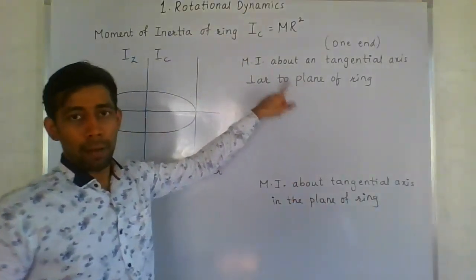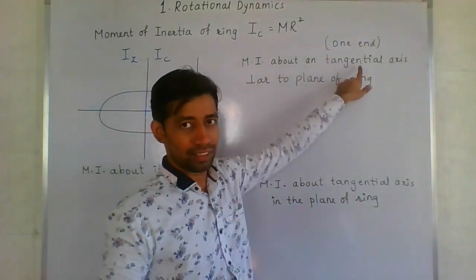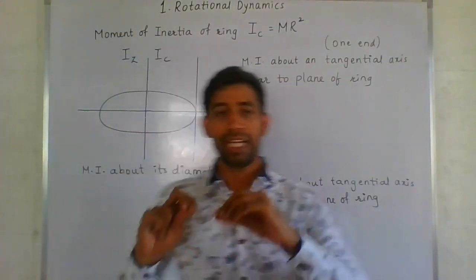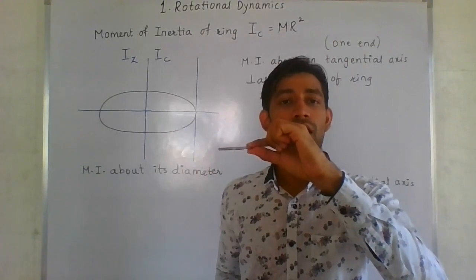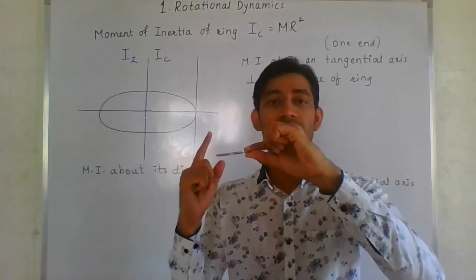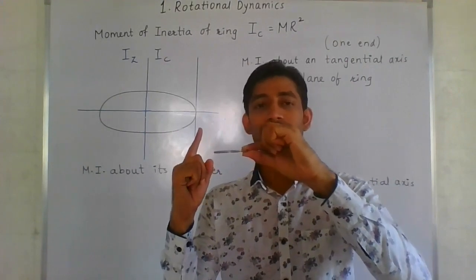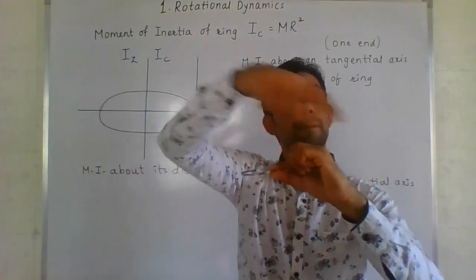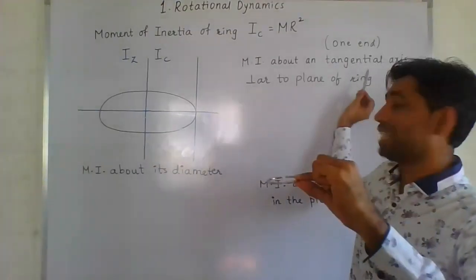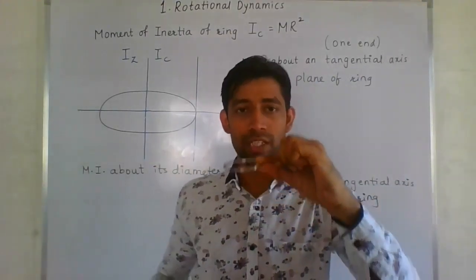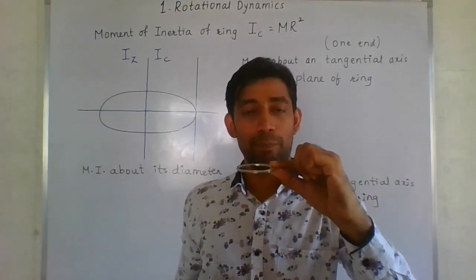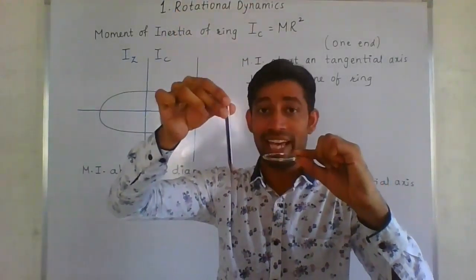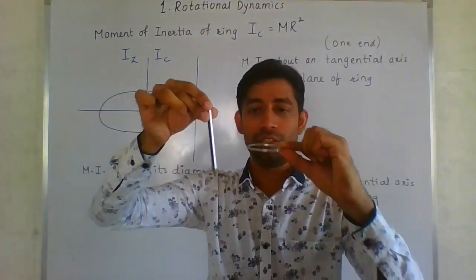First case: moment of inertia about a tangential axis that is passing through one end and is perpendicular to the plane of the ring. So this is the ring; now what is its plane? It is a horizontal plane. Assume an imaginary rectangle here, like this, length, breadth, again length, again breadth. This is the ring's plane. The question says the axis is tangential, so it should pass through one end and be perpendicular to the plane of the ring. If the plane is horizontal, then the axis should be vertical like this, passing through one end. So this is that axis.